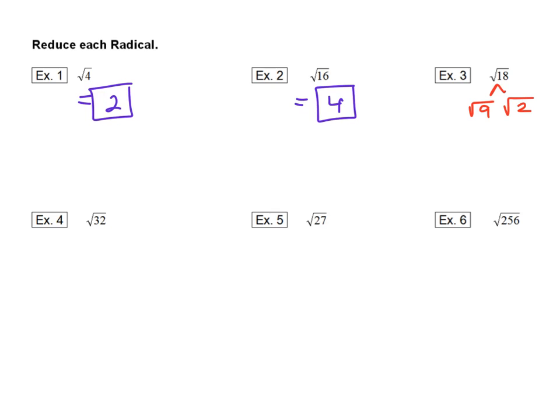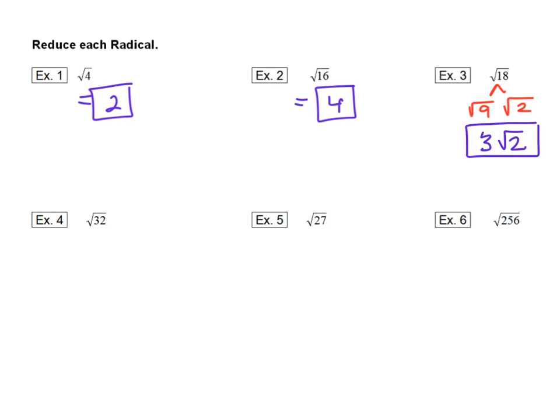Alright, so how do we know if we found the biggest number that fits into 18? Here's a nice little trick. If you look at the other number, this is a 2. Do any perfect square numbers fit into 2? And I know that 1 is a perfect square number, but it doesn't help us with reducing, so we just kind of glaze over it and move on to 4. Does 4 fit into 2? Nope, it's too big, so that means that we did find the correct perfect square of 9. So the square root of 9 is 3, and the square root of 2 stays, so you have 3 square roots of 2.